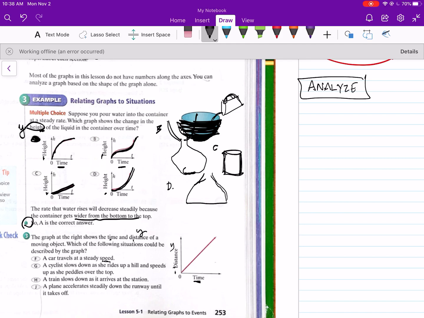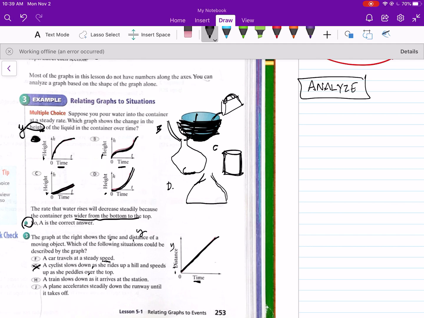This is distance. This is speed. That might be an issue, but let's look. It travels at a steady speed. So if the speed is steady, would the distance be steady as well? Okay. It says a cyclist slows down as he or she rides up a hill and speeds up as she pedals over the top. Well, we don't have any speeding up. We don't have any change. So this is just steady. So I don't think it's going to be that one.